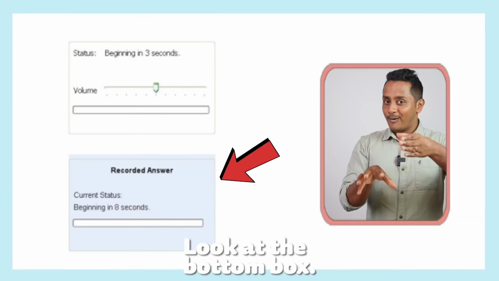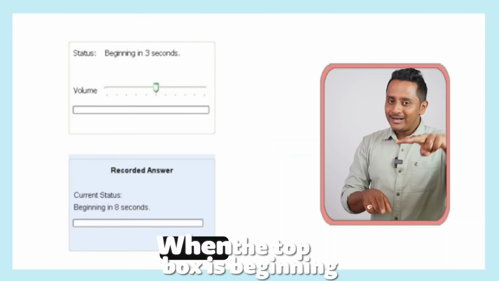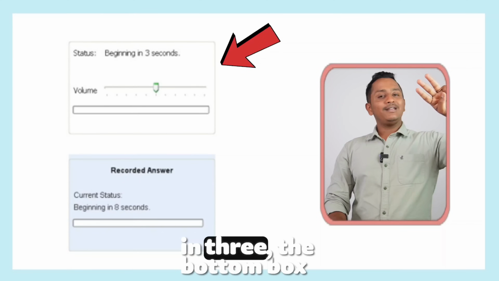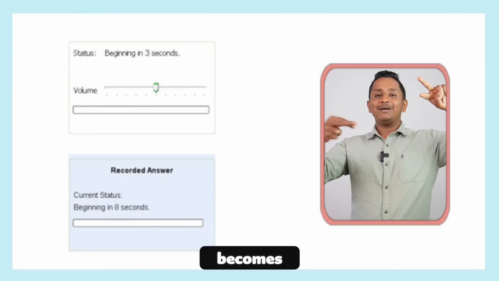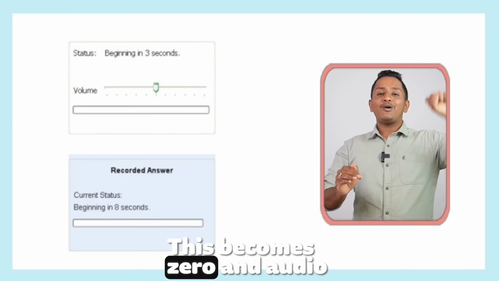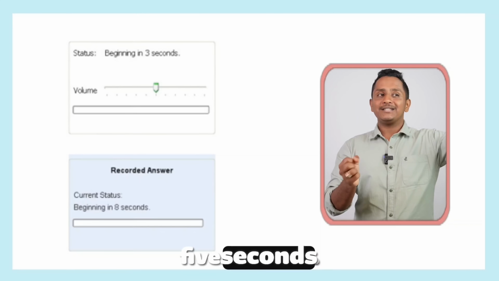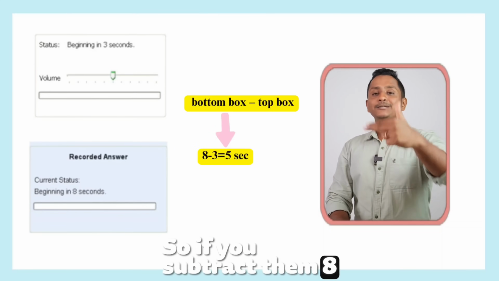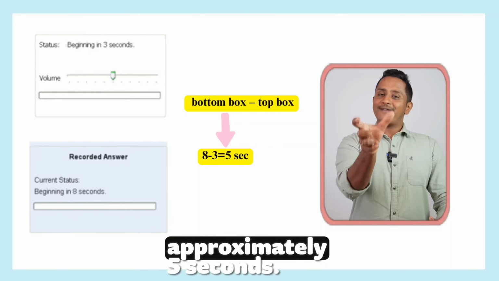Look at the bottom box, it's for the microphone. When the top box is beginning in 3, the bottom box says here, beginning in 8. This 3 becomes 2, 8 becomes 7. 2 becomes 1, 7 becomes 6. This becomes 0 and audio starts. This is beginning in 5 seconds. So if you subtract them, 8 minus 3 is 5 seconds. That means the audio length is approximately 5 seconds.